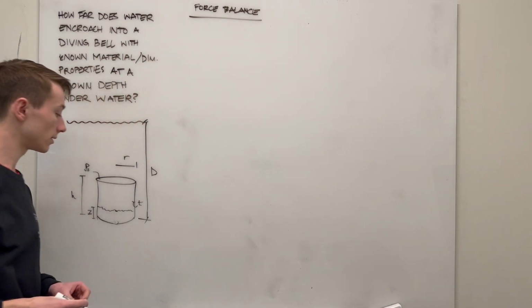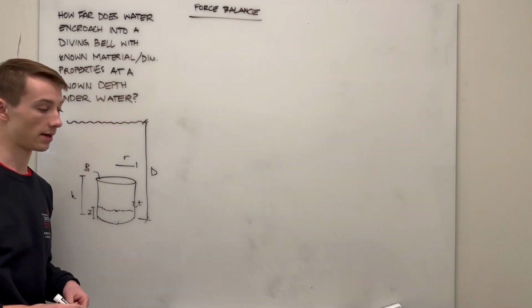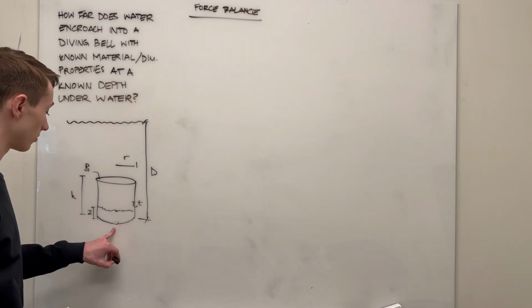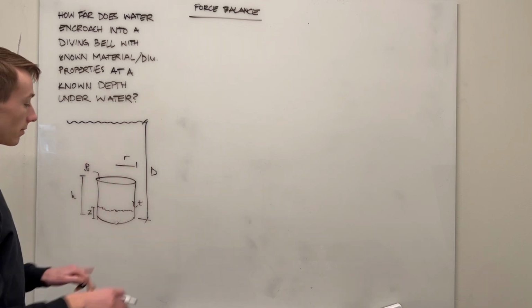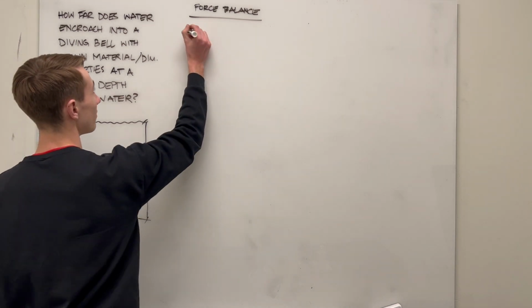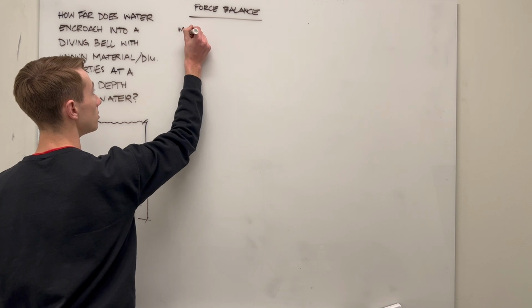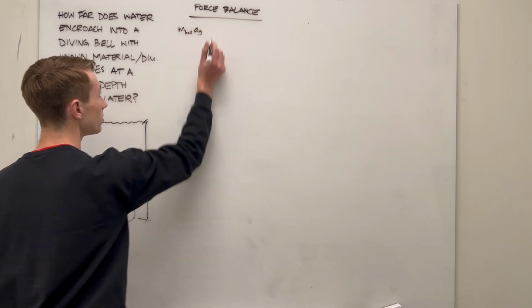Okay, so we all know F equals ma. I'm not going to bother writing that. But let's start with our gravity components. So these are the components going downwards. So we have the mass of the bell times the acceleration due to gravity.